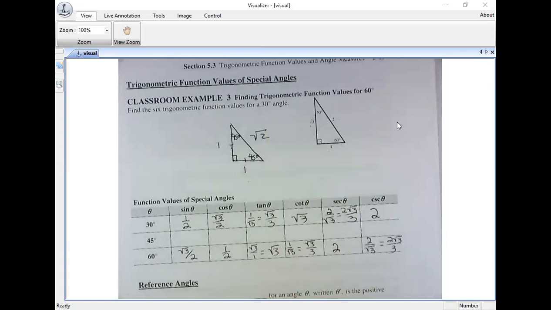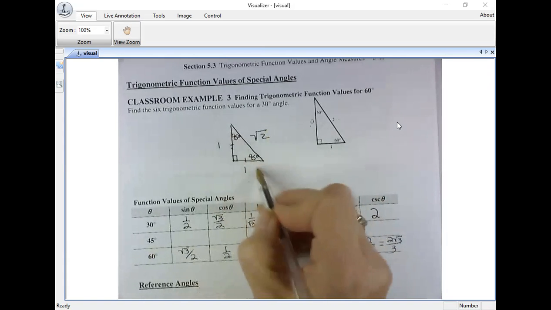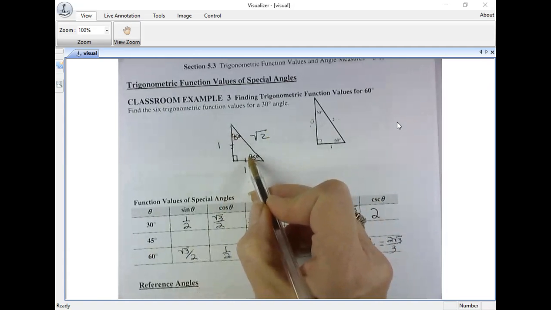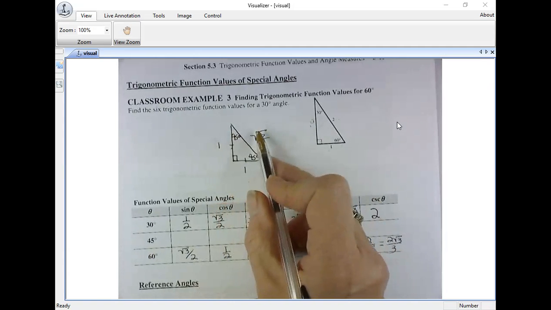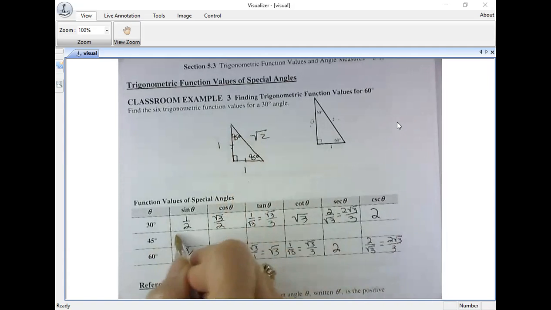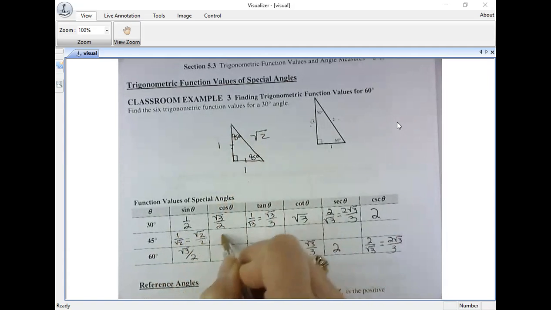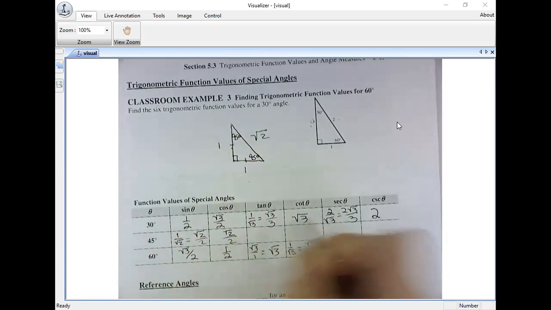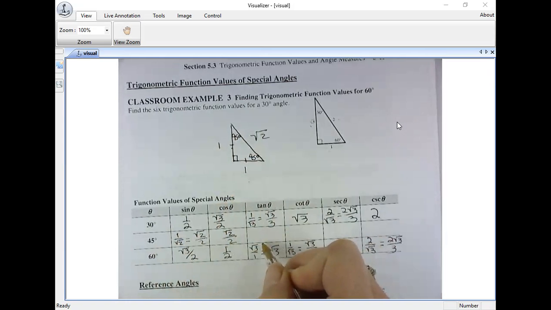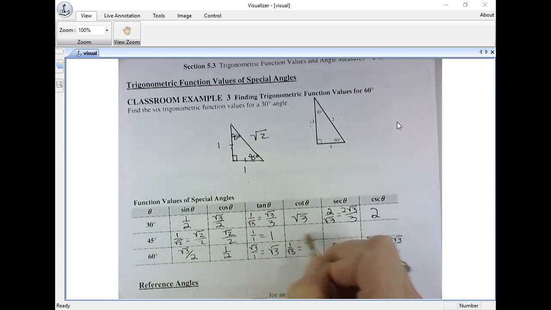Now, look at this guy. Your sine for 45 degrees is going to be what? Doesn't matter which one of these angles I'm looking at. Sine is? Yeah, because it's opposite over hypotenuse. And that gives me square root of 2 over 2. What would my cosine be? Same thing. My tangent, though, is kind of nice. It's what? 1. I get 1 over 1, which is 1. Same thing for the cotangent.